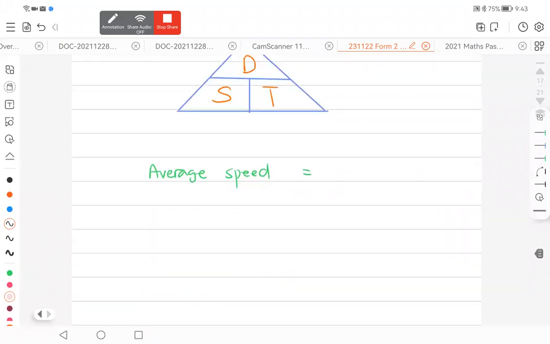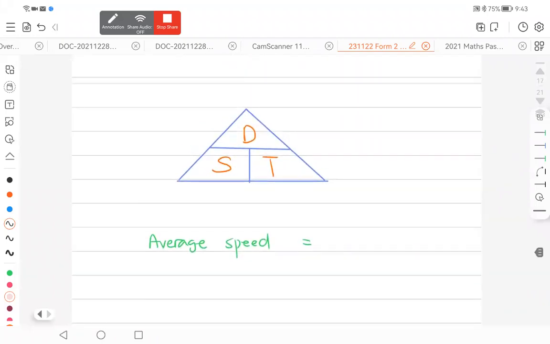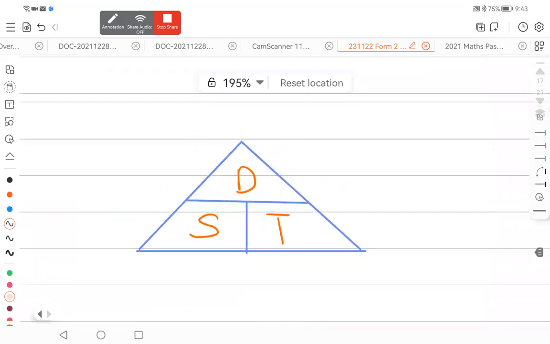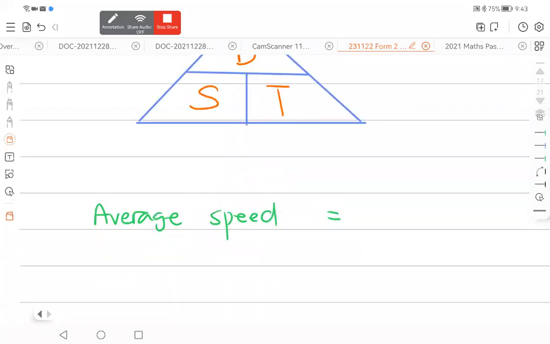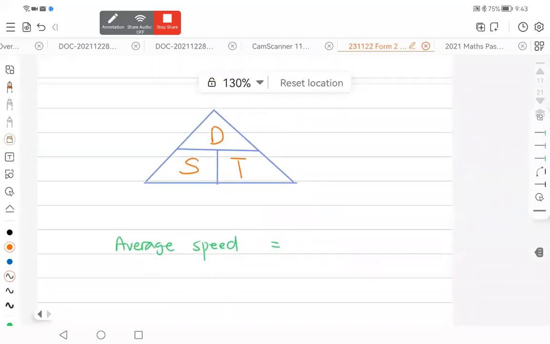Okay, next part. You look at this triangular shape, which is to find distance, speed, or time. To find distance, speed times time. Just play with the triangle. You want to find time taken, distance over speed. Okay, what about the formula to find average speed? How to find average speed?